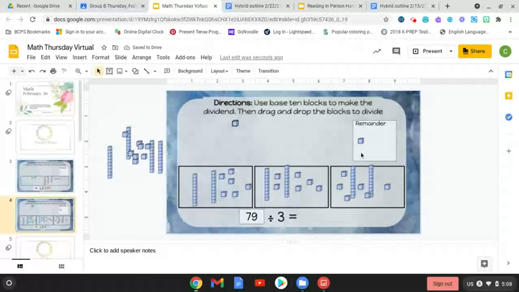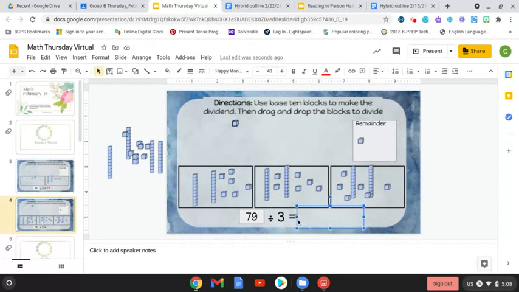So I would just slide that remainder over there. My answer, my quotient, is going to be how much is in 1 box and my remainder. So in 1 box, I have 26. And then I have a 1 left over, so I'm going to put R1.